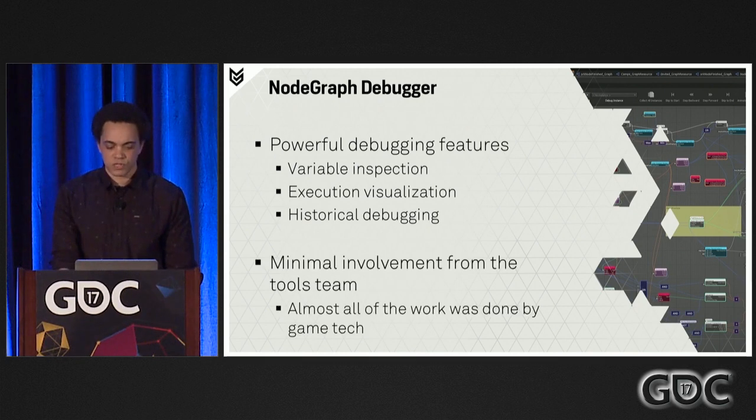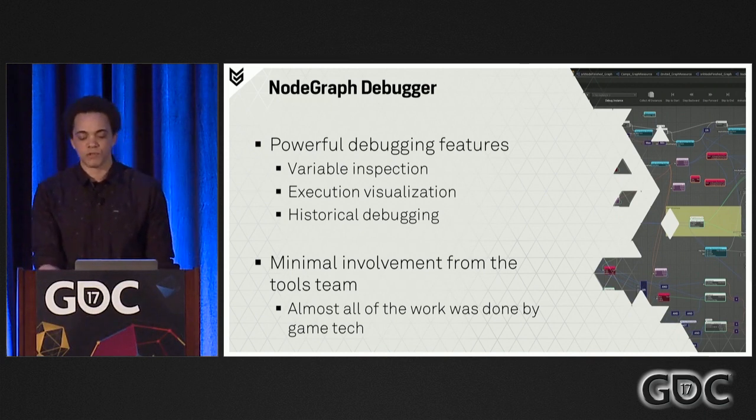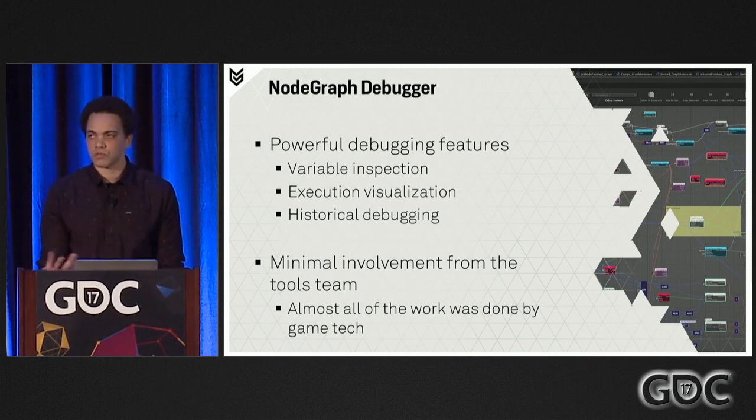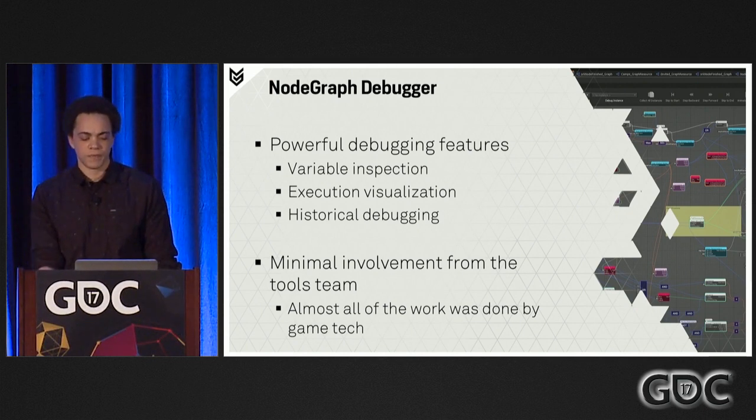This debug functionality turned out to be super useful during the development of Horizon Zero Dawn. And it spawned some similar debuggers for other systems. All of those debuggers and visualizations were made with very minimal involvement from the tools team, which for us was a pretty good indicator that we were successful in making the tools framework something that would be used by the rest of the programmers in the company.